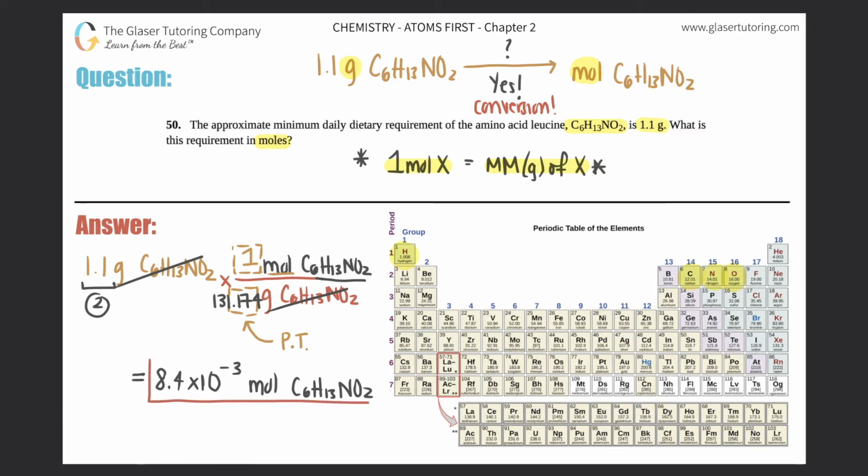This is the answer. So this is just a conversion. These two numbers are the same. 1.1 gram is the same as 8.4 times 10 to the negative 3 moles of this compound. It's just 2 different ways of saying it. All right? That's all this question asked for. This one was easy peasy, right? All the other ones were like A through E parts, so I'm very happy that this one was just one question.